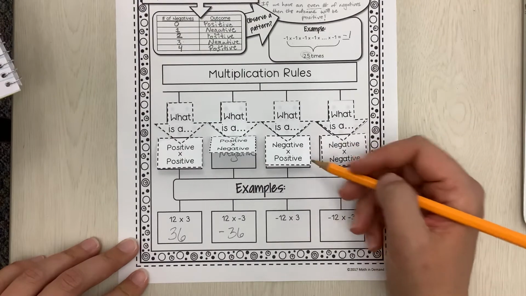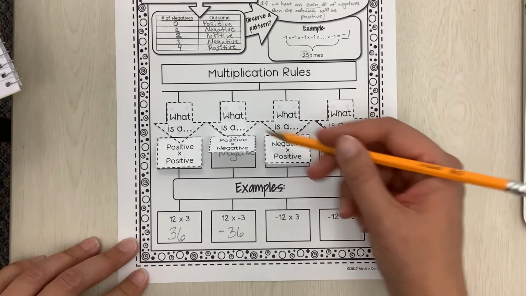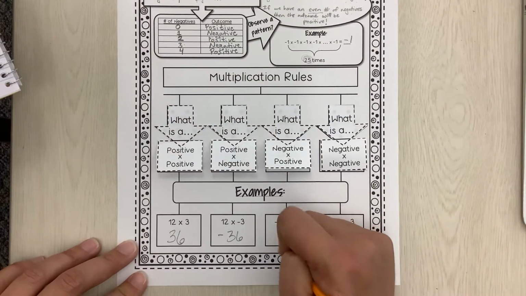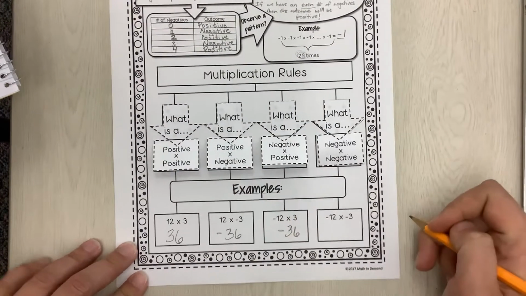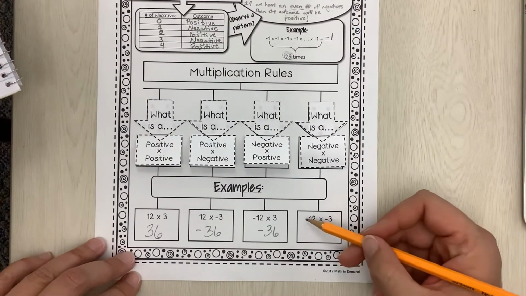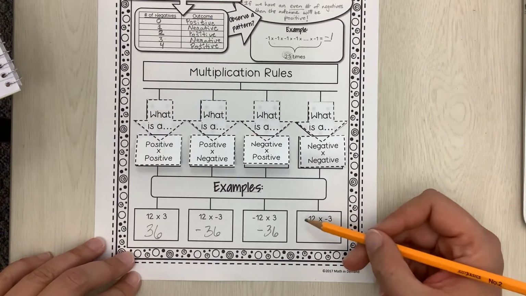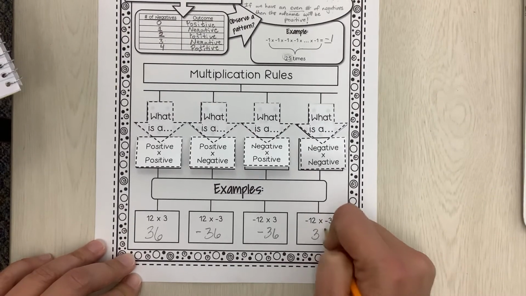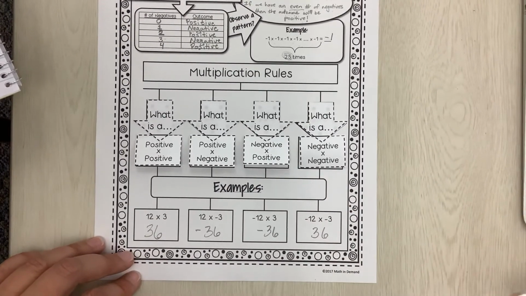This time it's a negative times a positive. It has to be negative because, again, it's an odd number of negatives. So it's still going to be negative 36. And now this one, 2 negatives, that's an even number of negatives. 2 is even, so it's going to change back to positive 36.